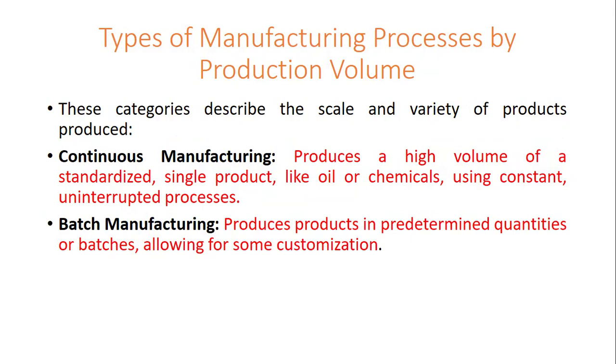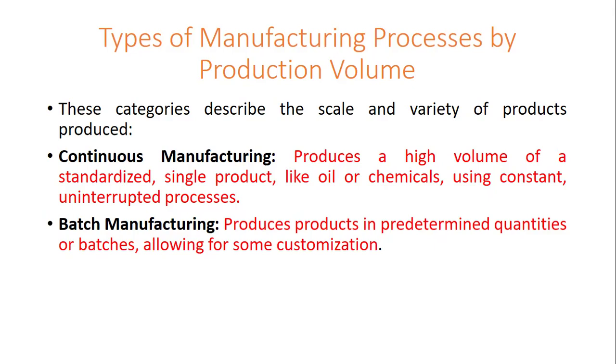What are the types of manufacturing process by production volume? Following are the categories which describe the different types of production volume. The first one is continuous production. It is considered to be mass scale production. Here repetitive single product jobs can be done in an uninterrupted way throughout the year, for example, oil refineries or chemicals. The same type of products will be produced every year through a continuous mode of flow.